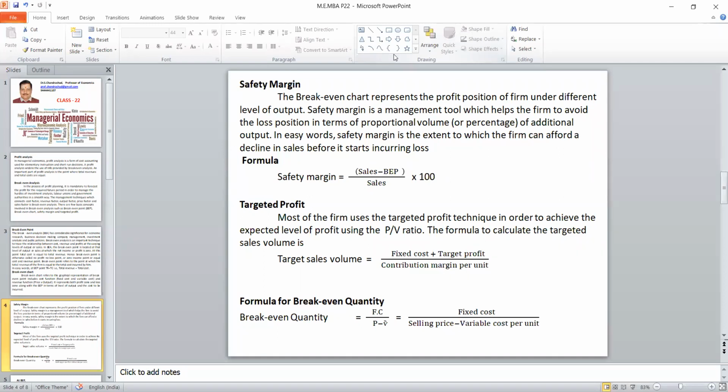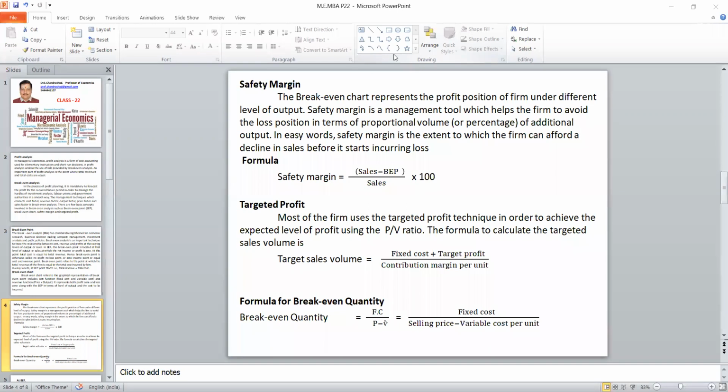Why are people doing this particular thing? Because it helps the firm to avoid a loss position, because people are not ready to accept a loss. So some minimum percentage of profit should be there. At least there should not be any loss. At minimum the revenue may be equal to cost, at that level. At least 2 to 3% of profit should be there. For that they are playing safely, and for that they are using this formula, (sales minus BEP) divided by sales into 100. Here BEP is nothing but break-even point.